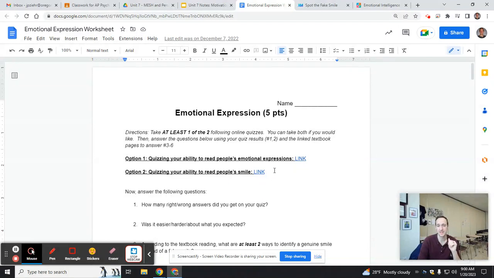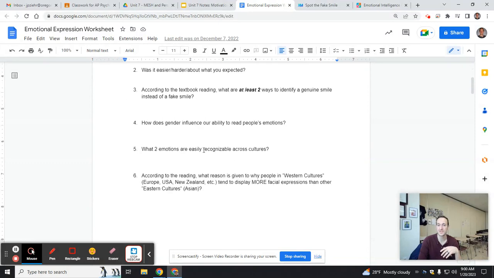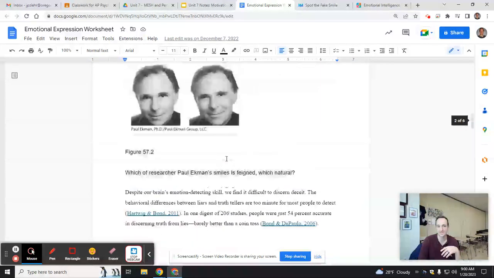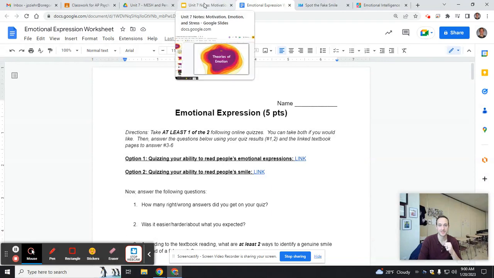Basically, you're going to be taking an online emotional intelligence or emotional detection test, testing how good you are at reading other people's emotions. And then you're going to answer a few questions about it. And then there's a few other questions that relate to a reading that's attached to the worksheet online. I do have paper copies, but it's probably easier if you just end up doing it online, but I'll leave that up to you. And the sub can pass out paper if necessary.